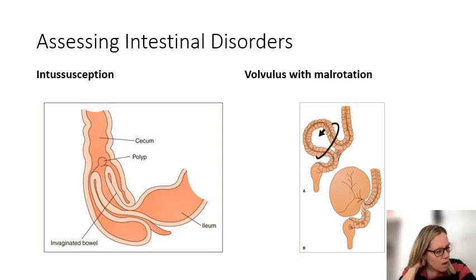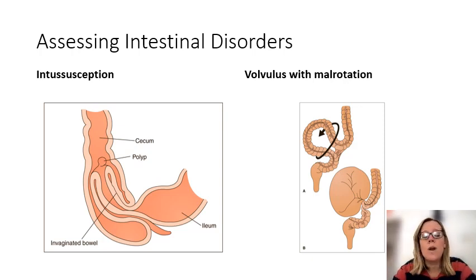malrotation, this is an abnormality of the bowel that usually develops in utero. Okay, and what happens is it twists on itself so that the blood supply gets cut off. So no blood supply, no flow, no oxygenation through that portion of the bowel that twists in on itself. Okay, this is actually a very life-threatening problem.